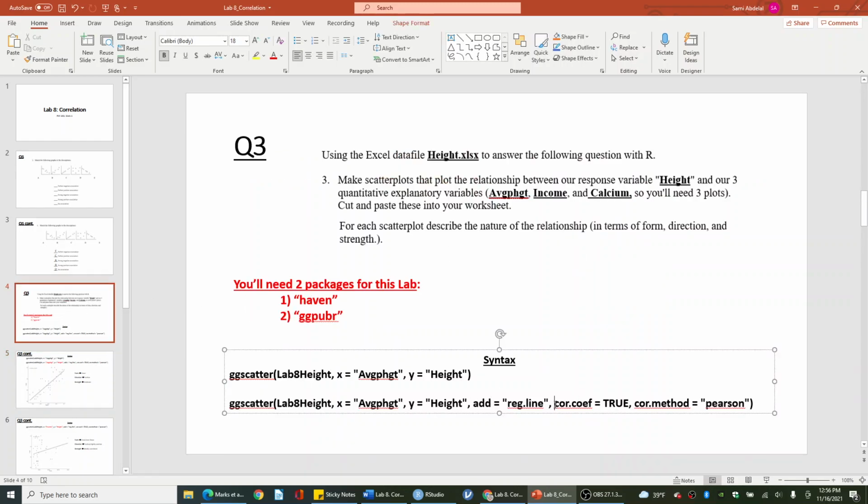And then we're doing a correlation coefficient, so it's true. The method that we're using is Pearson, but there are other methods of correlation, like Spearman, for example. But you'll only need Pearson for this class. So let's get to it.